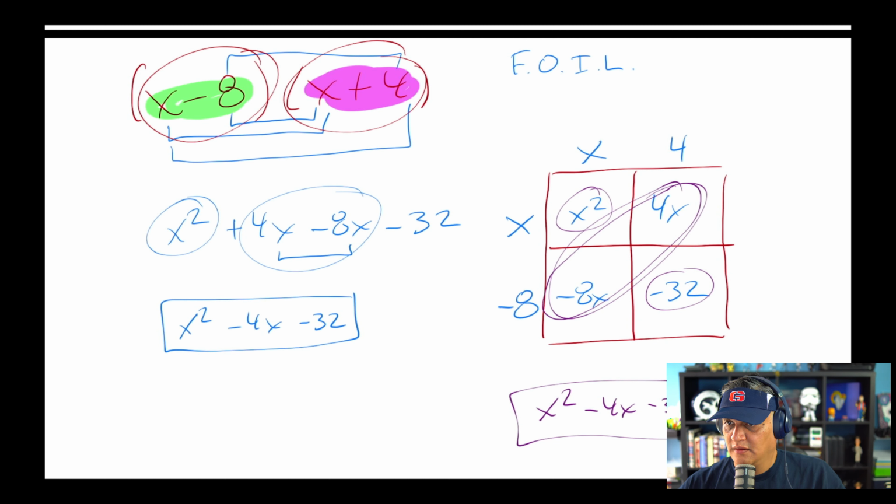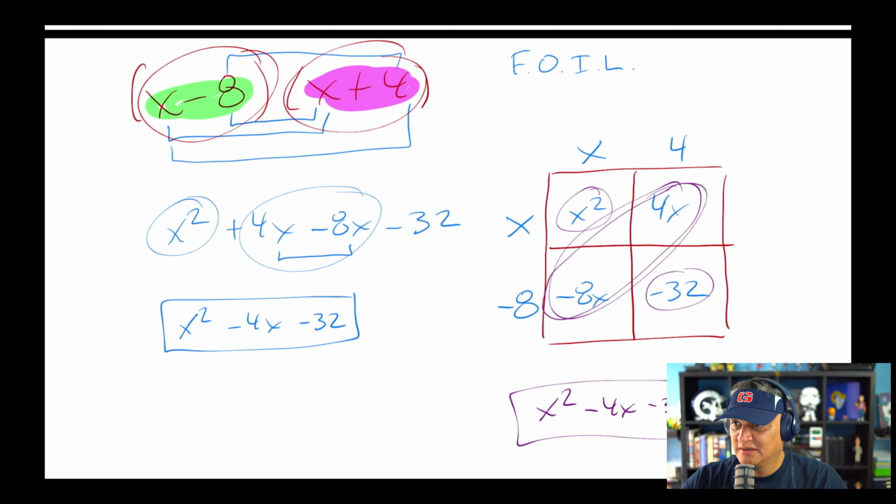No questions at all? I like the box method the best because it's nice and compact. It's organized, and it works with any polynomial times any polynomial. That's what I like about it.